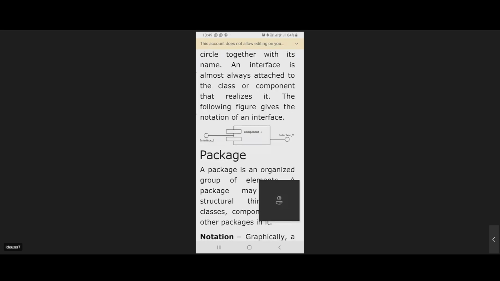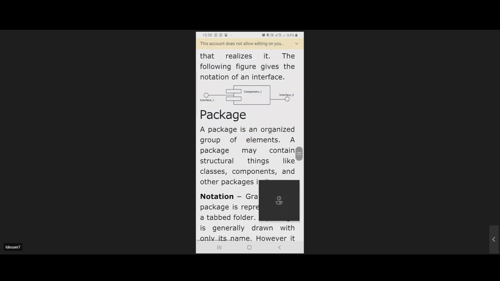So here is a circle which shows an interface. Under the circle is the interface name. In between, part of the diagram may be a class or a component. In the example, they are linked to a component. The first circle denotes interface 1 and the circle at the end denotes interface 2. These two interfaces are connected with component 1.